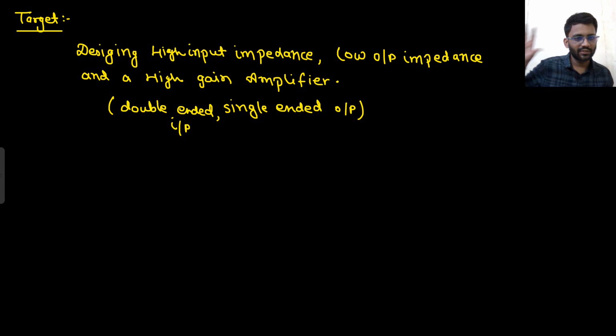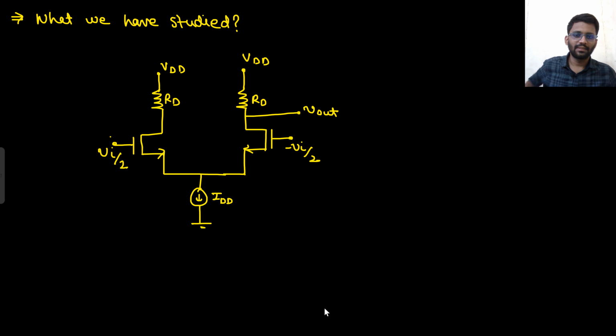Whatever we have studied till now, based on that we will try to design this. We have studied this basic differential amplifier. We can apply V in by 2 and minus V in by 2 and get some output. So let's check if it is fulfilling our requirement or not. Let's first find the gain. First find what our target is, what we need to find.